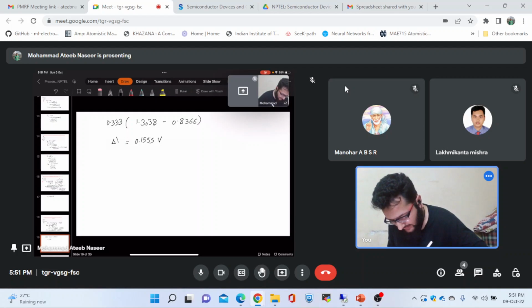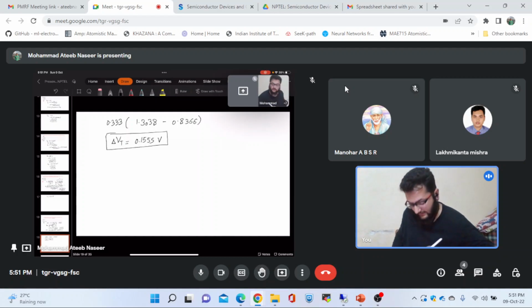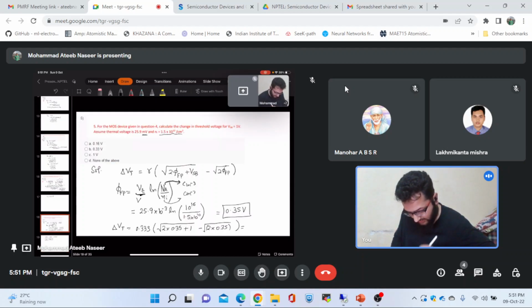So this threshold voltage shift is equal to 0.155. Let's check the options. It is 0.16 and we can choose this because it is 0.1555 and we know that we can round off to this value. So we will choose this value and select this number as 0.16 volts.